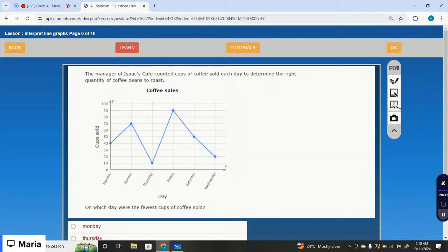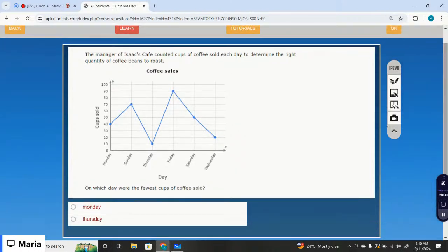The manager of the Isaac's Cafe counted cups of coffee sold each day to determine the right quantity of coffee beans to roast. On which day were the fewest cups of coffee sold? Which is the correct option?